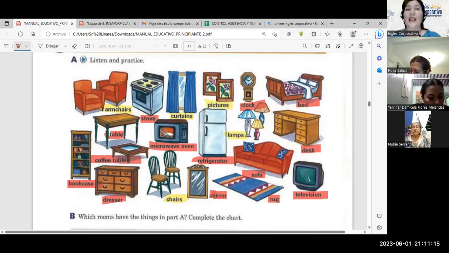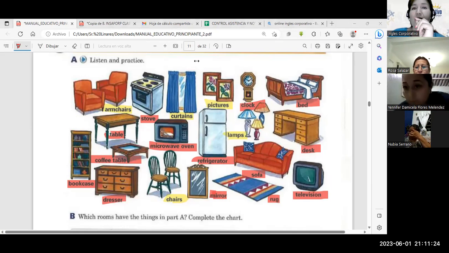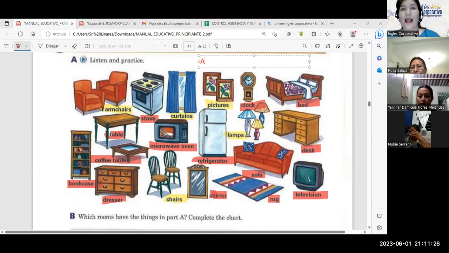There is for singulars. There is table, but you don't say there is table. Here we make use of another friend. Aquí hacemos uso de un amigo que aprendimos el módulo pasado.